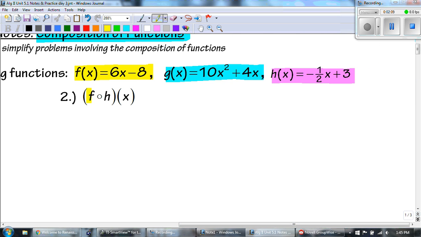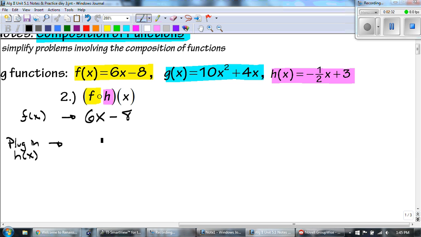Okay, so this one I'm starting with f of x, and then I need to plug in h of x. So I'm going to start with 6x minus 8. So this is my f of x. And then I plug in h of x. So I have 6 parentheses negative 1/2 x plus 3 minus 8.